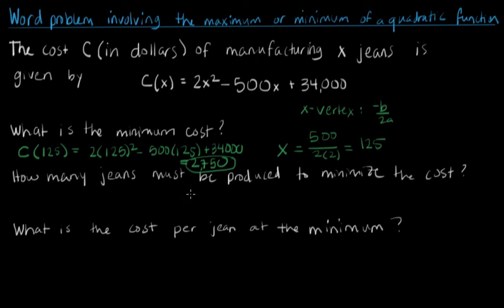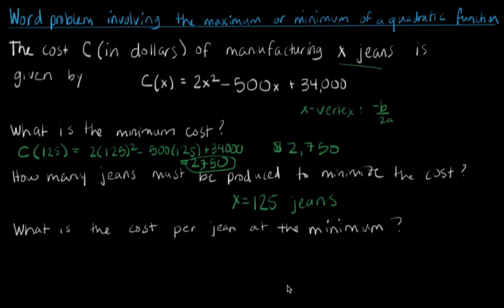And then it says how many jeans must be produced to minimize the cost. Well, that was our x value, right? It's x jeans. So the x value here is 125. So x equals 125 jeans. And this minimum cost is, I'm just going to erase for a second to have more room to write that. That's in dollars. Let's just make sure we write that in dollars. So the minimum cost is $2,750.